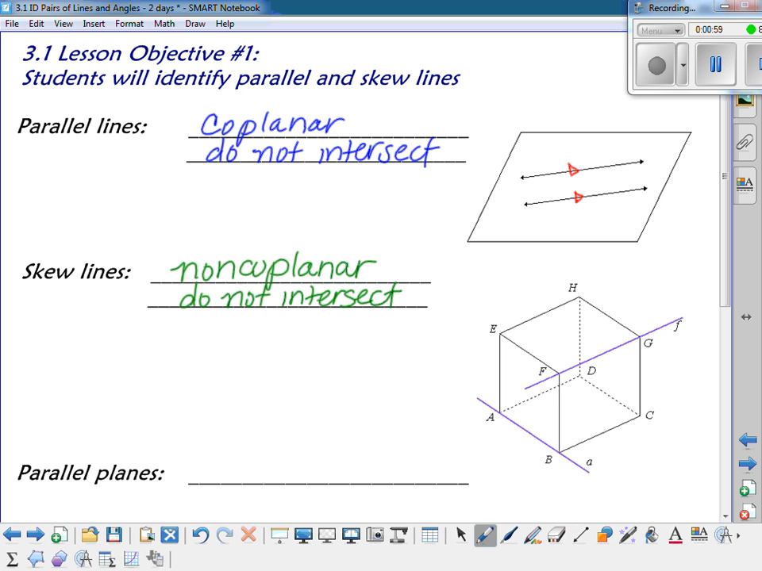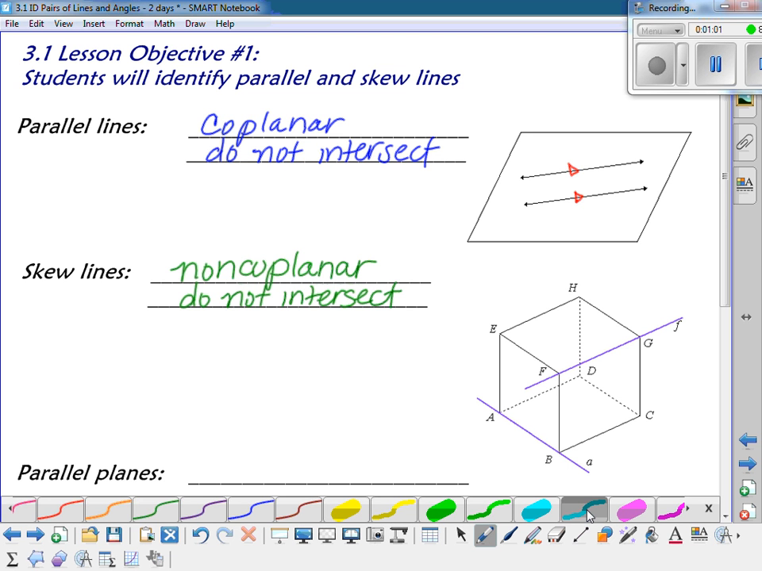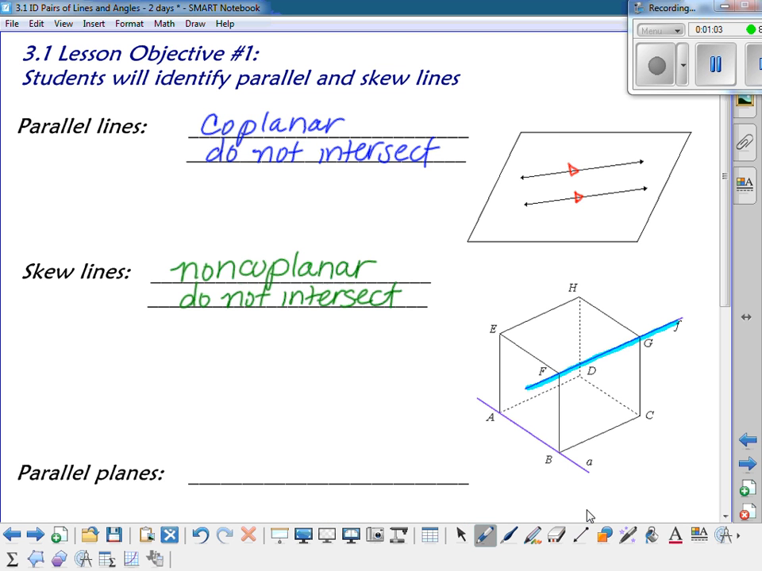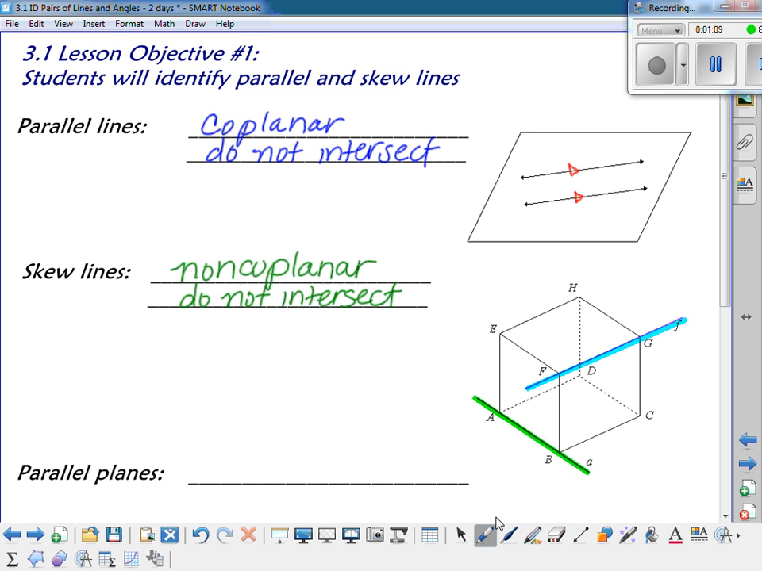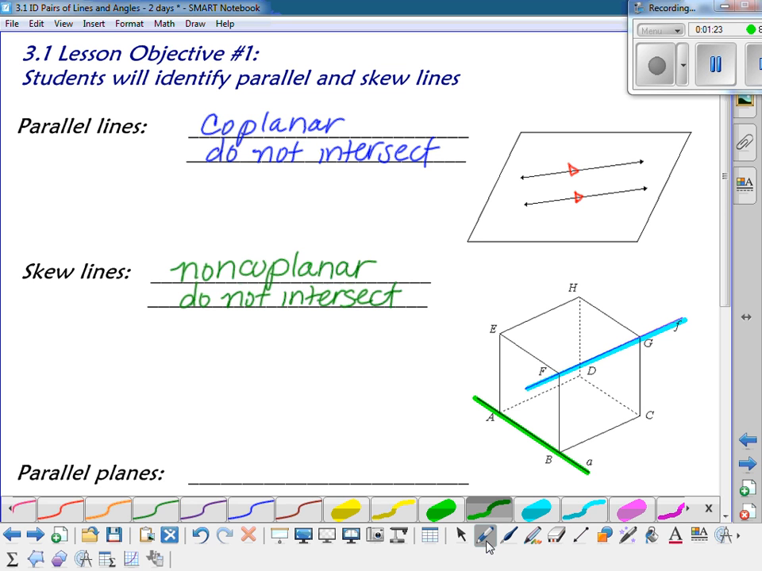So if you look at this figure with the box, I can see line F here is skew to line A down here on the bottom. They're not in the same plane, but they're never going to intersect either, and so they are skew lines. Parallel planes are exactly what they sound like. They're planes that do not intersect.